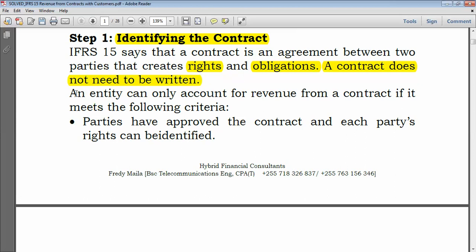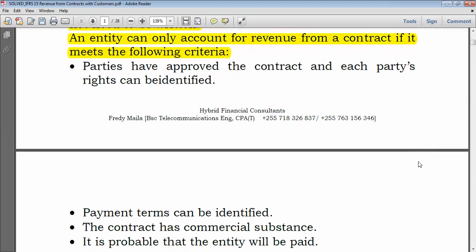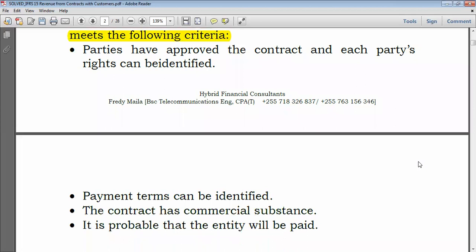So you're told here, an entity can only account for revenue from a contract if it meets the following criteria. So the following are the criteria on which you have to base whether a contract exists or not. In case at least one of them is not present, you would not consider this as a contract, and so you would not consider recognizing revenue.